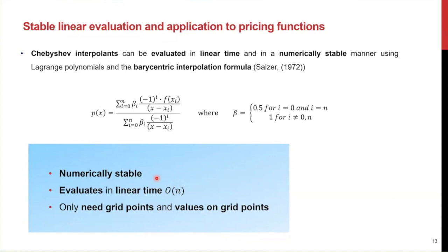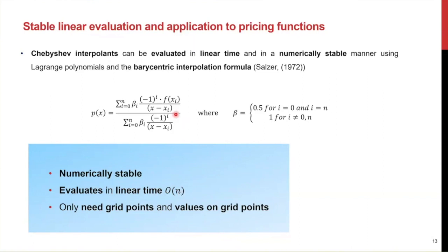So it's very important. Also, it's super fast. It evaluates in linear time with respect to n, which, as I said, is directly related to the number of times that you evaluate the function. So exponential convergence tells you you don't have to evaluate the function that many times to get high accuracy. Linear time with respect to the number of times that you evaluate the function means you're evaluating this object super quickly. And finally, look at the expression.